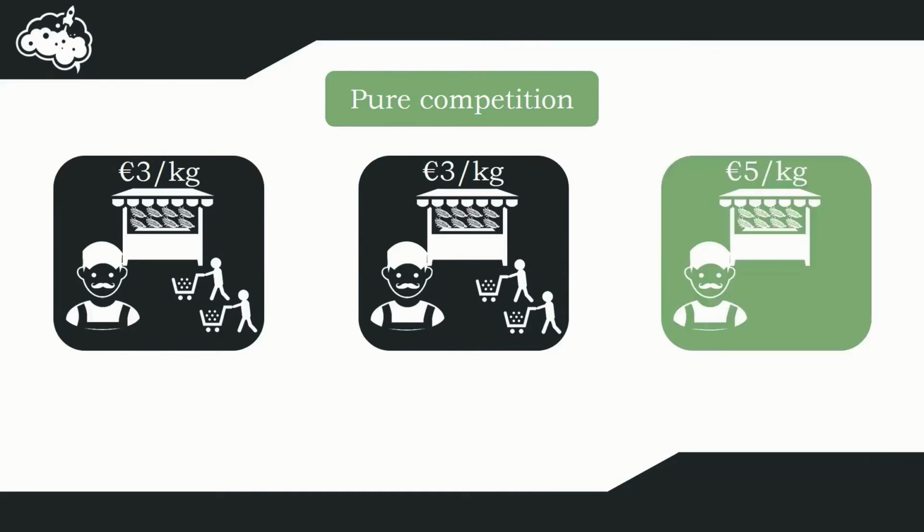Now imagine one of the sellers starts selling at €5 per kilo. Can you guess what would happen then? That's right. No one will buy from this seller. This is called perfect competition.